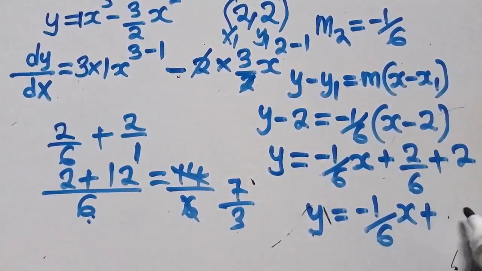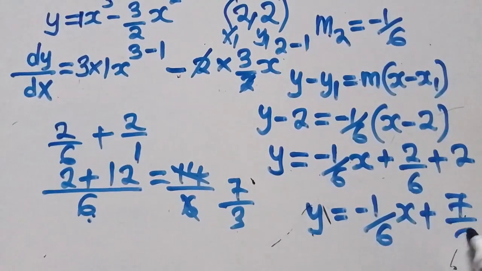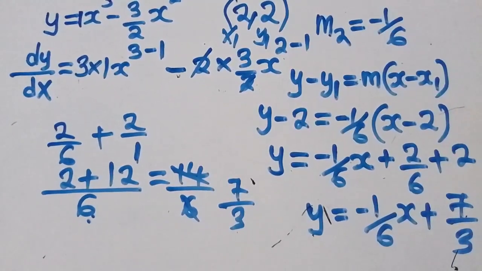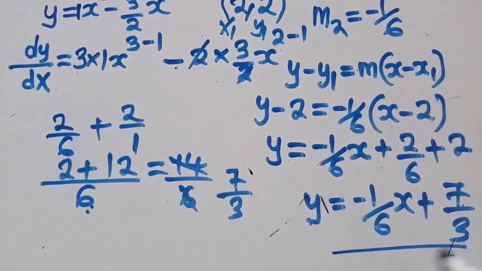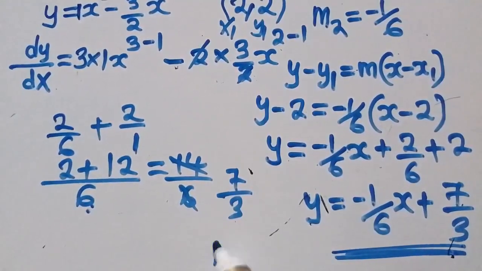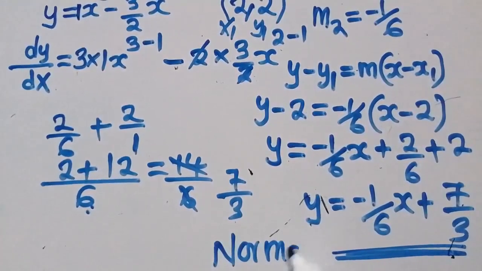So the answer is what? Plus 7 over 3. So it's 7 over 3. This is the answer that I'm going to get. So this is your answer. This is the equation of the what? Normal. So this is now the equation of the normal.